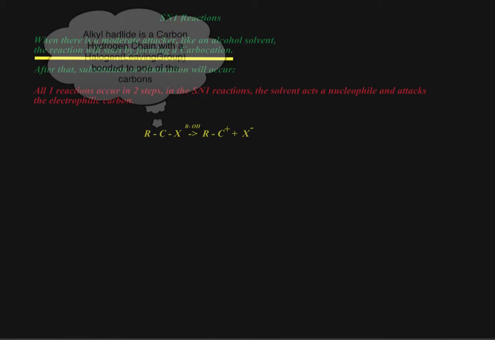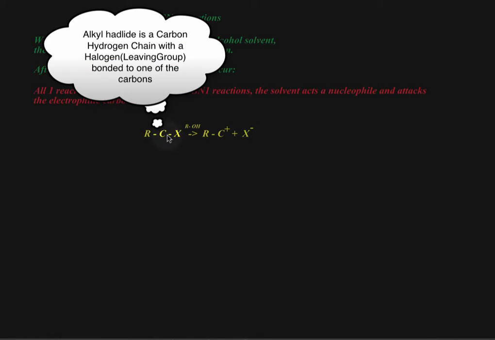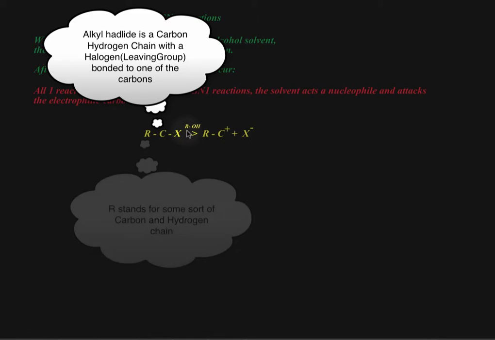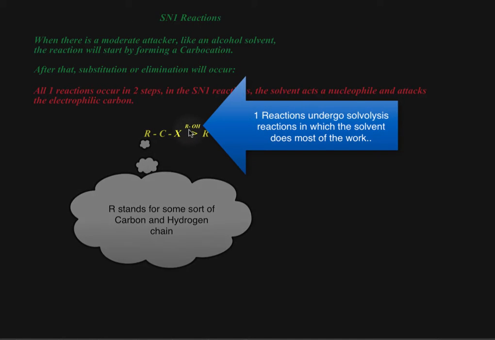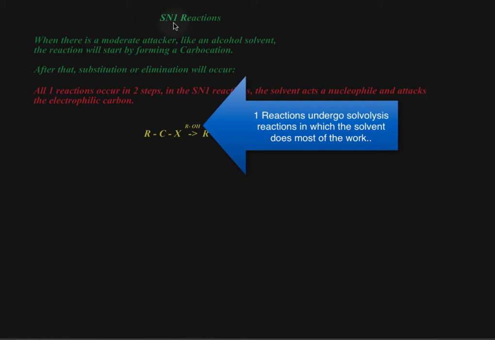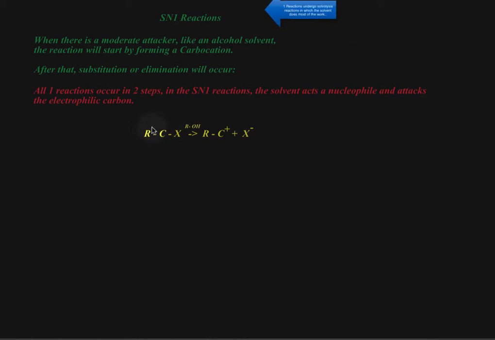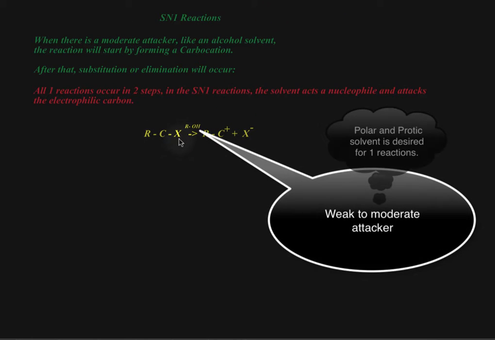So here's an example. We have an alkyl halide, right? So a carbon chain bonded to a halogen, and it's in an alcohol solvent. All right, remember the SN1 reactions are solvolysis reactions, so the solvent does all the work. And that's why it's an SN1 reaction, it's unimolecular. The solvent always is in much greater concentration than the alkyl halide. So the rate and the kinetics of the reaction only depend on the alkyl halide concentration.